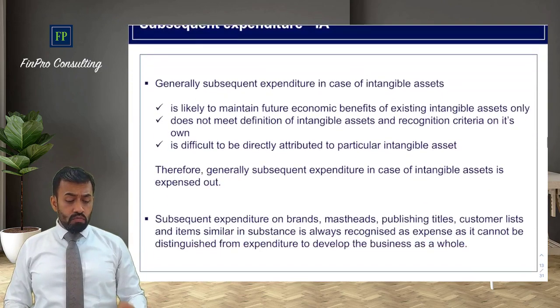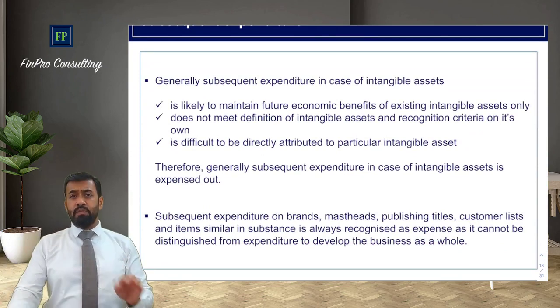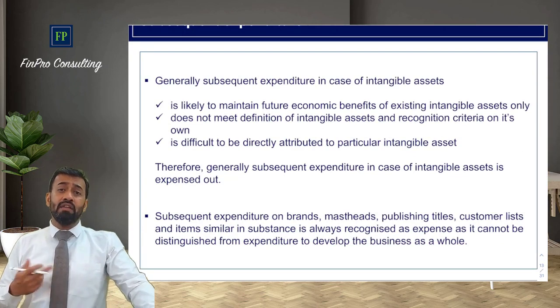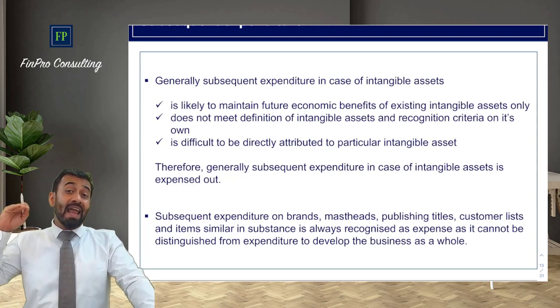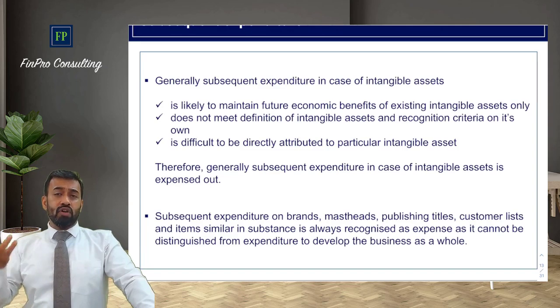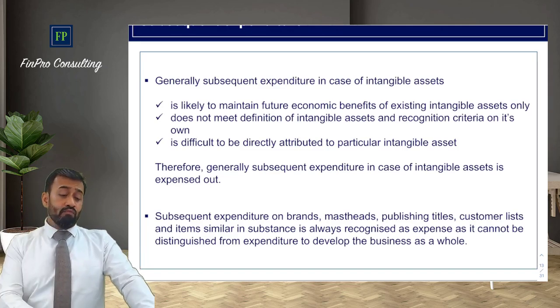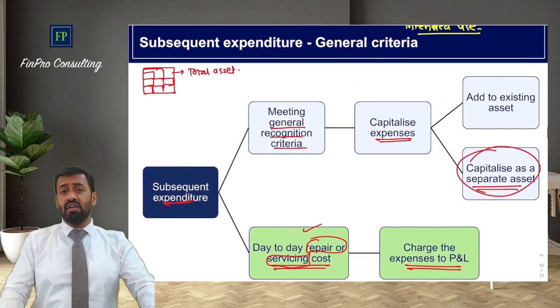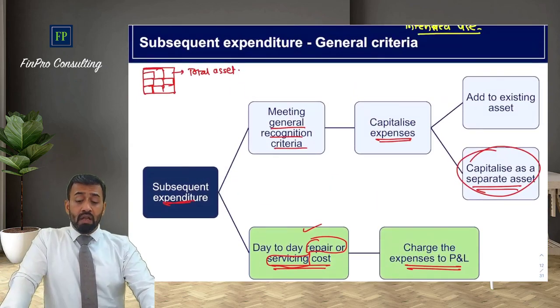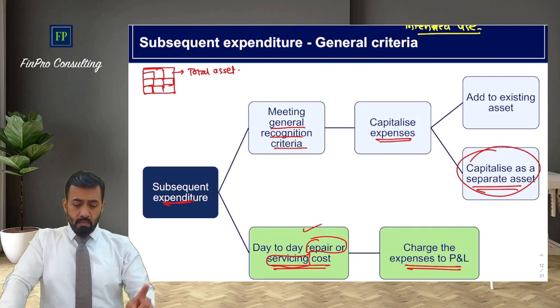It is assumed most of the time that any subsequent expenditure on intangible assets is incurred to maintain that asset's existing performance. And that's why all subsequent expenditure on intangible assets is generally expensed out. Those are not capitalized. But as far as tangible fixed assets are concerned, like PPE and investment property, those may get capitalized if that expenditure meets the general recognition criteria. Alright. So remember this.